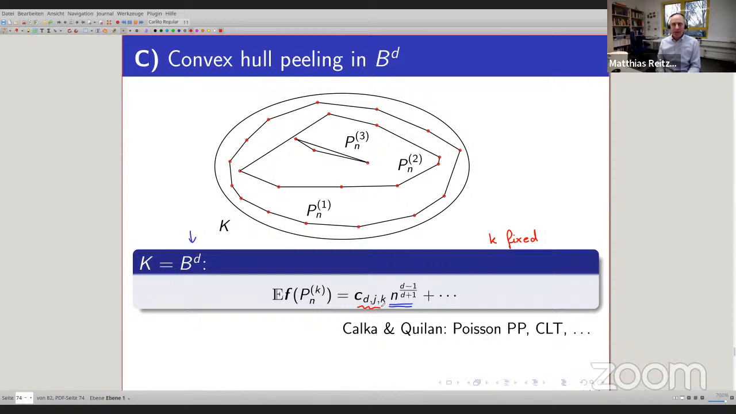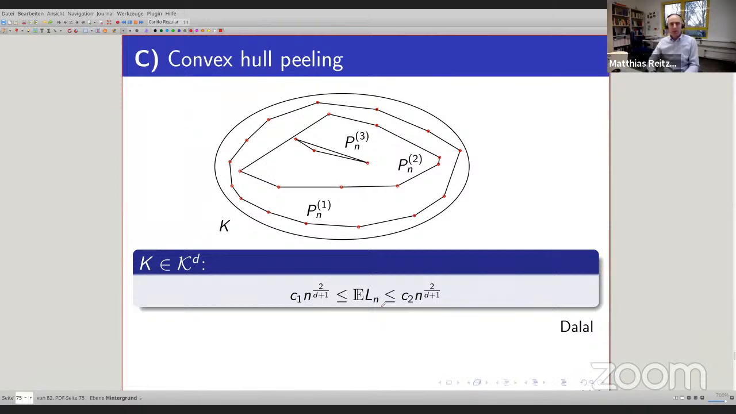Maybe there was already a hint that this logarithmic term does not occur. And this is due to a theorem by Dalal. And this is a very nice theorem. I like it a lot. You count, ln is the number of layers. So you count how many layers occur. In my picture, we have 3 layers. And you start with an arbitrary convex set, polytope, smooth, or general, doesn't matter. So it's for arbitrary convex sets.